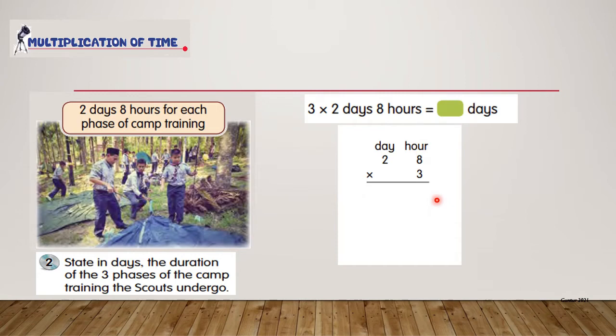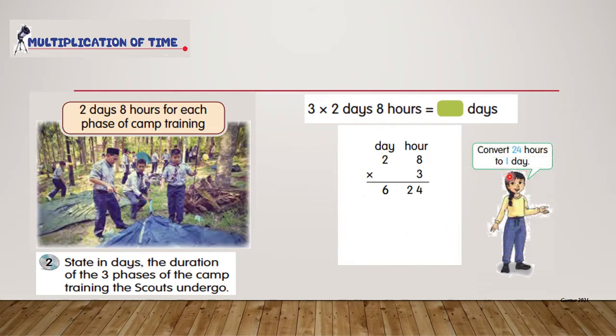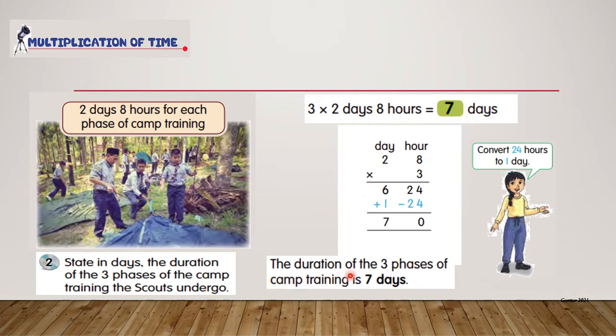First, 8 times 3 got 24, and 2 times 3 you got 6. Okay, 8 hours times 3, you got 24 hours. 2 times 3 got 6 days. Now convert 24 hours to 1 day. Okay, 1 day is equal to 24 hours. So we subtract from the hours here 24, and then we'll add 1 under the day. Now the answer, 24 minus 24 got 0. 6 plus 1 you got 7. Okay, the answer here, 3 times 2 days 8 hours is equal to 7 days. The duration of the 3 phases of camp training is 7 days.